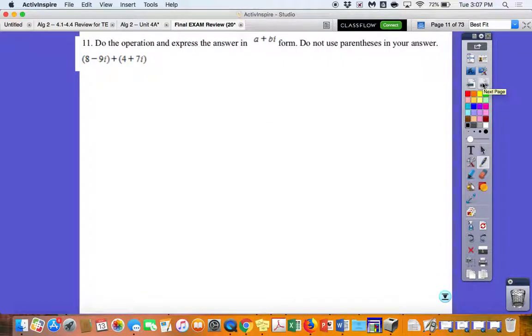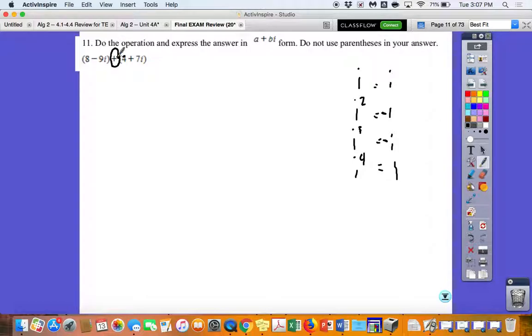Okay, so number 11 says, do the operation, express the answer in a plus bi form, so traditional complex number form. Do not use parentheses in your answer, and you also know do not use any powers with your i. You're supposed to use the cycle of i to reduce them out. So you remember i squared, i cubed, i fourth, and you remember it's equal to i, negative 1, negative i, 1, negatives in the middle. So we have the negatives here. So you've got to swap all those out. Always, always, always look in the middle first. That tells you what to do.